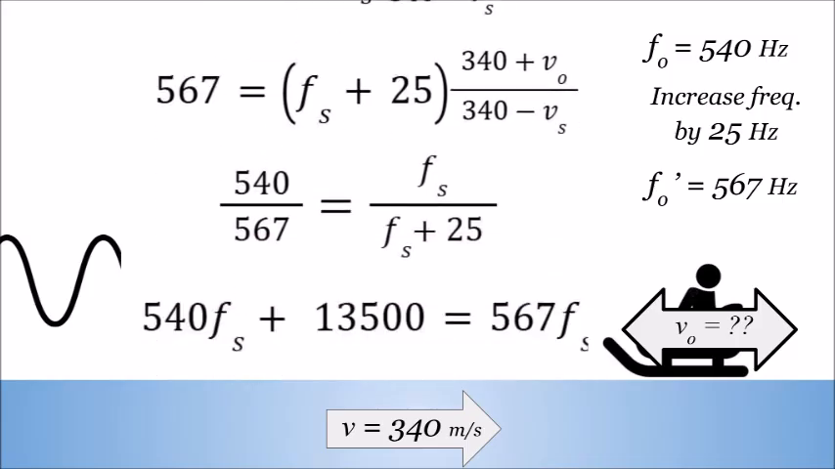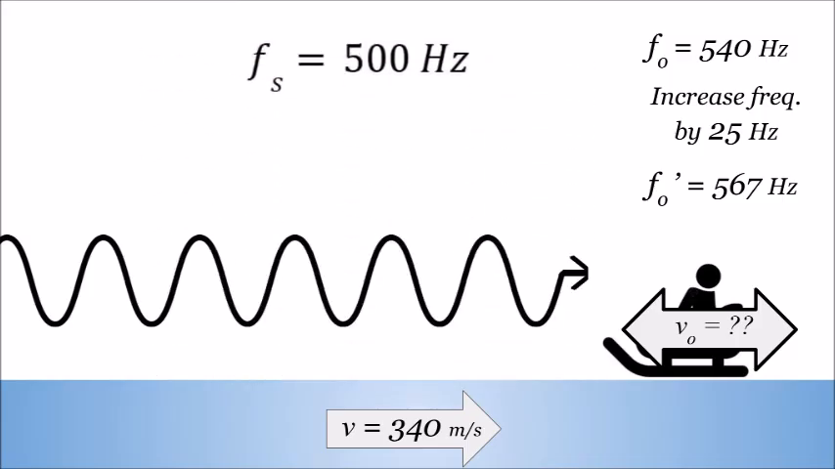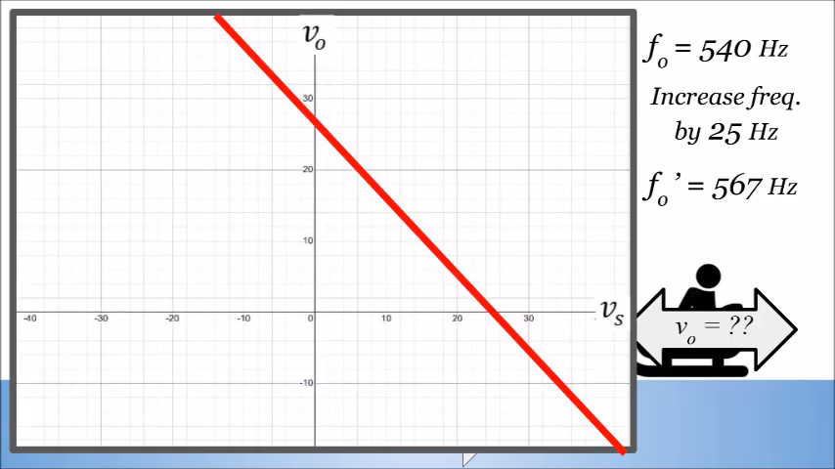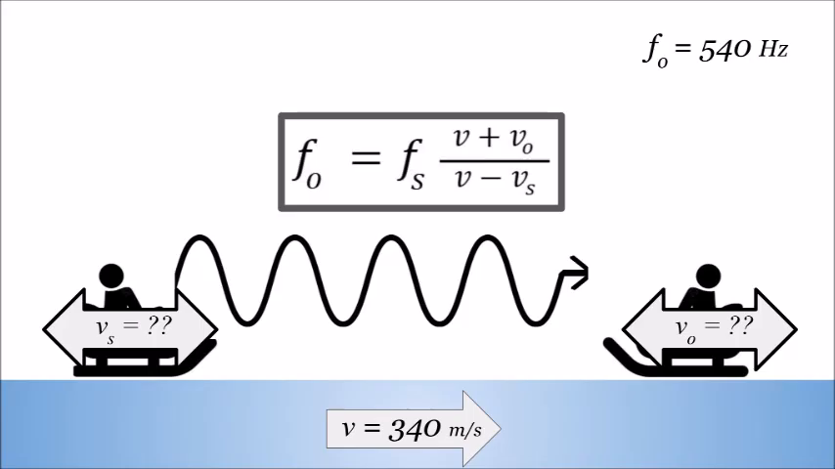Divide one equation by the other. Great, you now know not just the observed frequency, but the original source frequency as well. Too bad there are still two unknowns. The answer to our mystery is hiding somewhere on this line. And if these sleds can move, they can also accelerate.